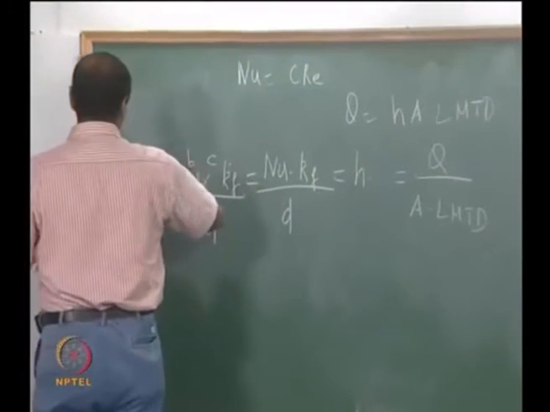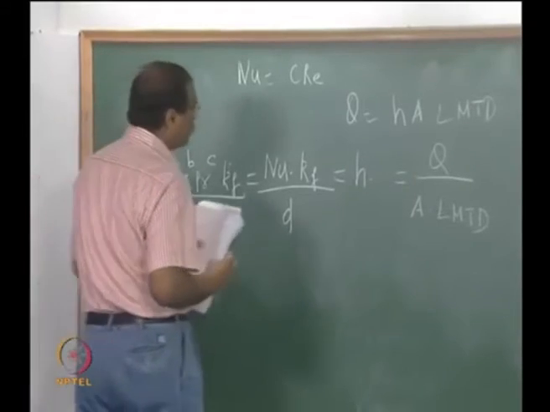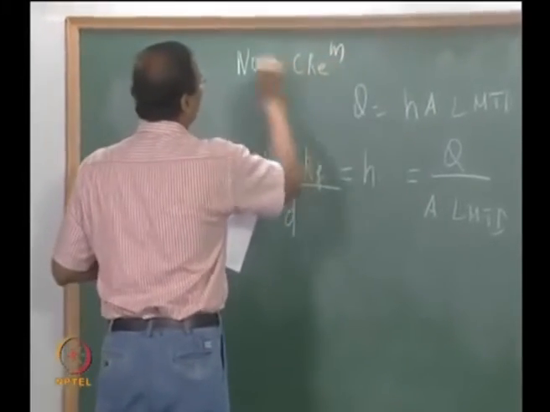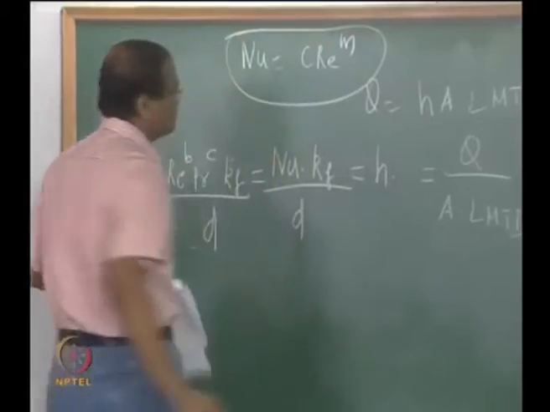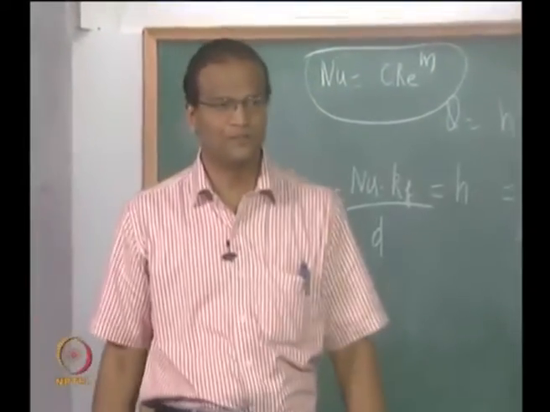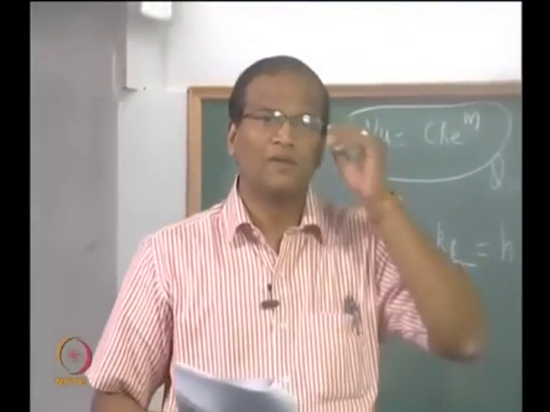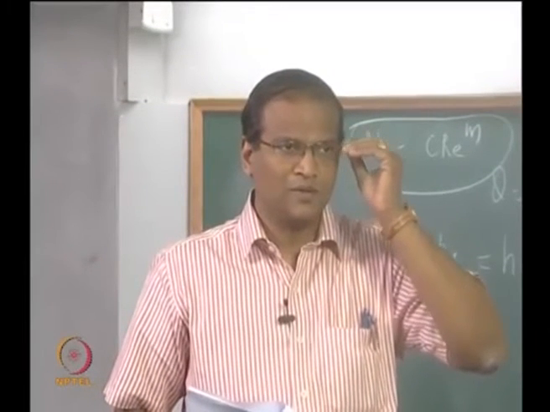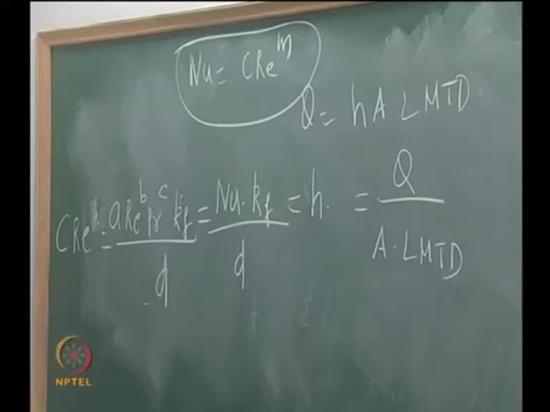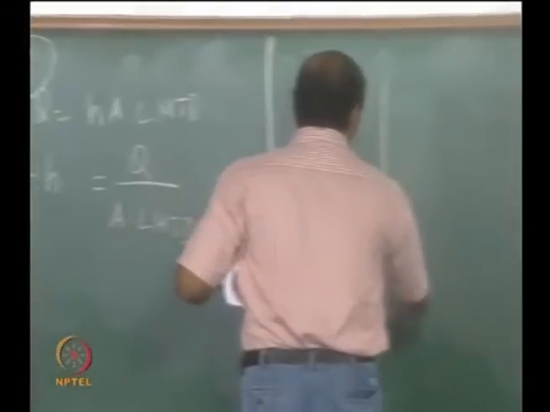Nu is equal to C Re to the power of M, using least square regression get the best estimates of C and M.